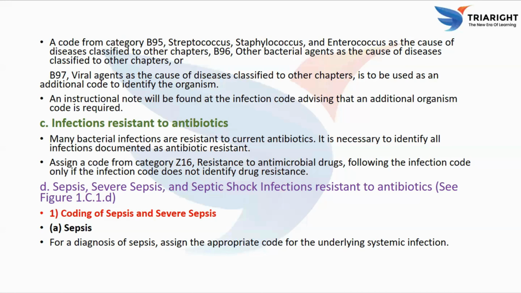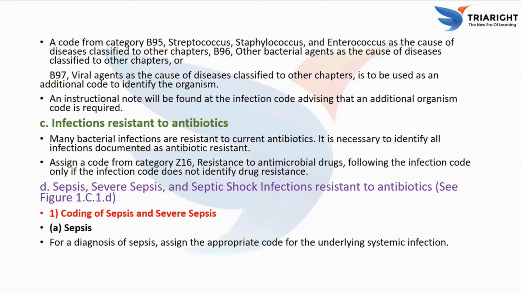So here is an example. The diagnosis shows urinary tract infection caused by E. coli resistant to penicillin. Which codes do you assign? The first code is for the UTI, urinary tract infection, N39.0, and the secondary codes are for E. coli as the cause, B96.20, and Z16.10, which is resistance to penicillin. Generally people incorrectly use Z16 when the infection itself already identifies the resistance. If resistance is already in the infection code, you should not add Z16 as another code.